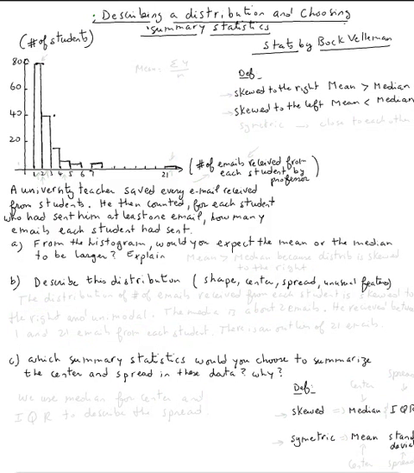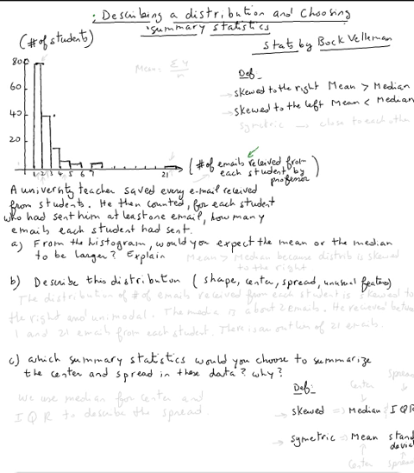The topic is describing a distribution and choosing summary statistics. Alright, let's do this example. A university teacher saved every email received from students. He then counted, for each student who had sent him at least one email, how many emails each student has sent. So the distribution is the number of emails received from each student by the professor. So that's what he counts.